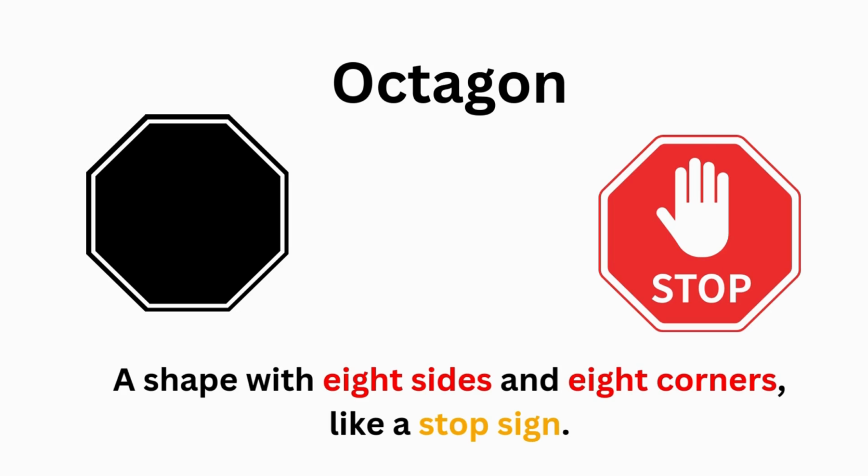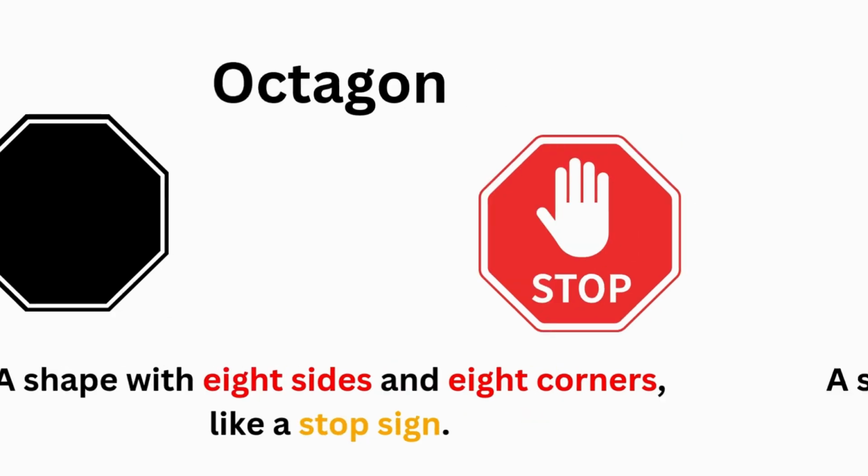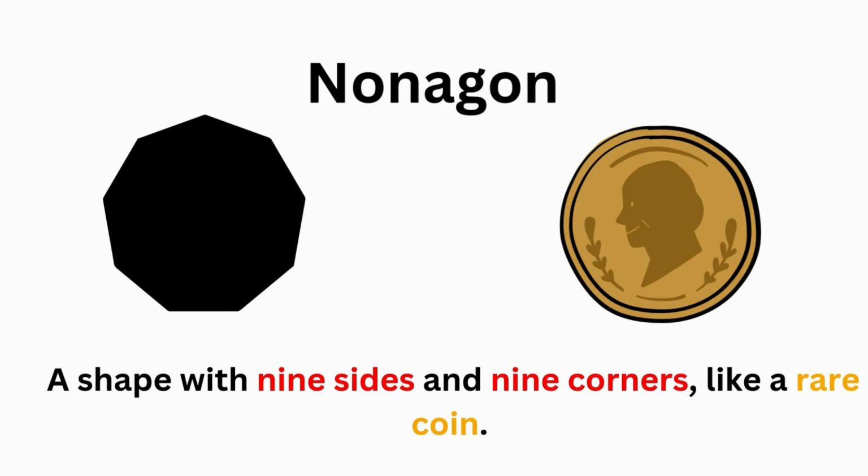Octagon. A shape with 8 sides and 8 corners, like a stop sign. Nonagon. A shape with 9 sides and 9 corners, like a rare coin.